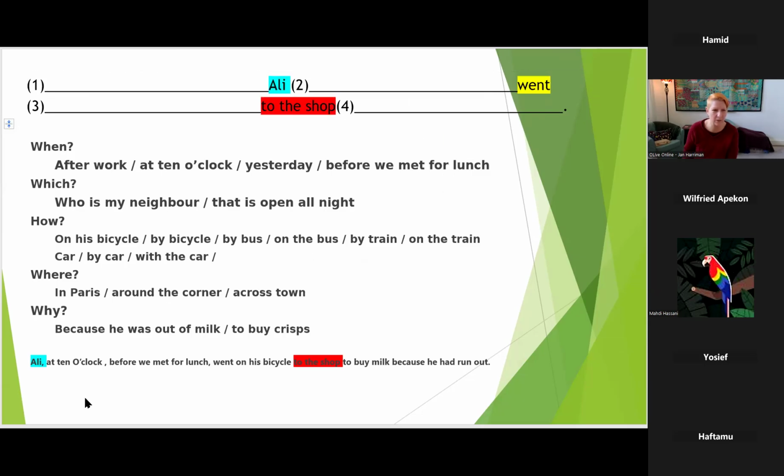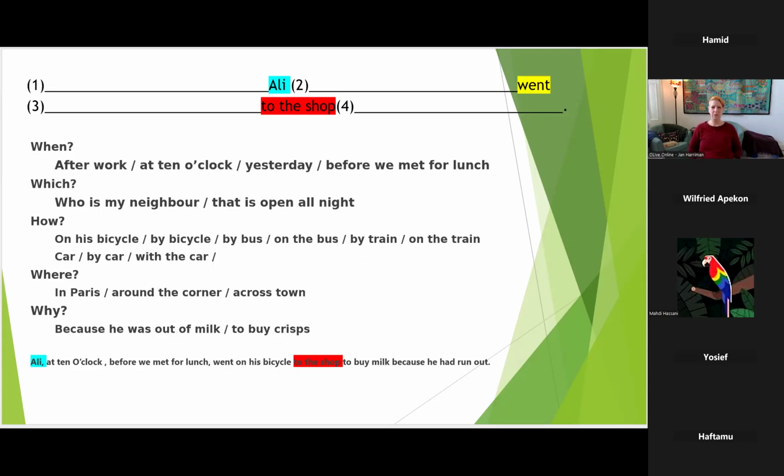Now, what about these other questions? When did Ali go to the shop? Which shop did he go to? Or which Ali are you talking about? How did he get to the shop? Where is that shop? Why did he go to the shop? There's loads of questions to answer. So I want each of you right now to fill in the blanks. Okay? Fill in the blanks and write a sentence. Okay?